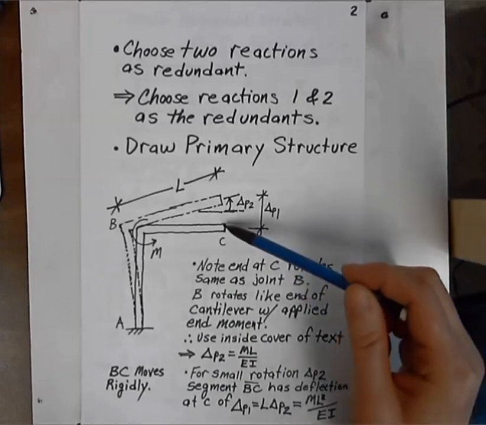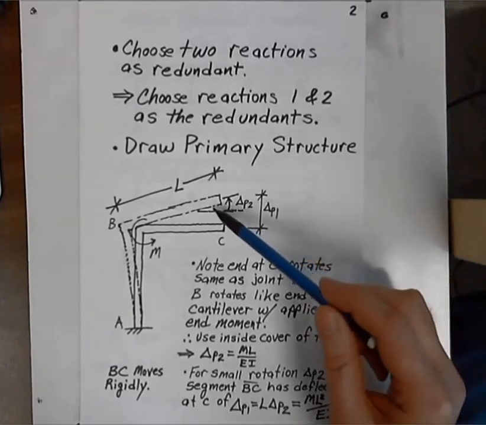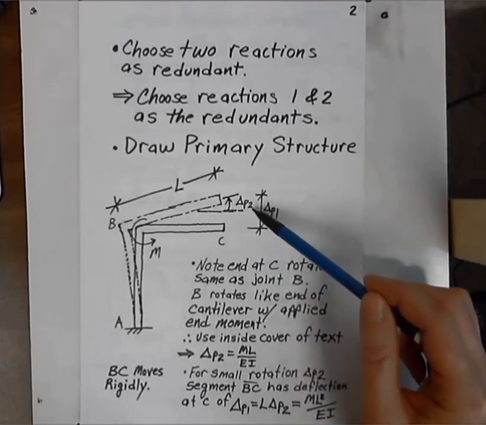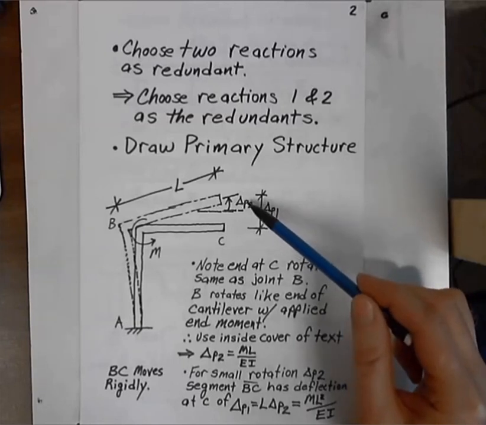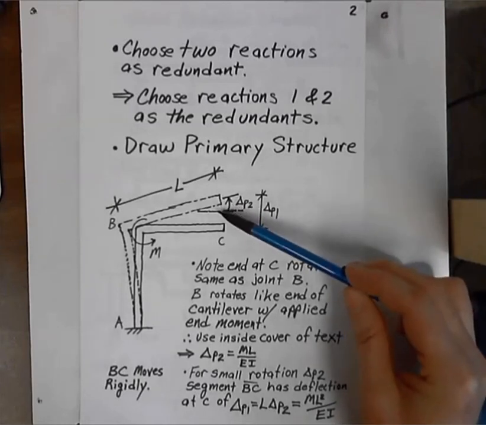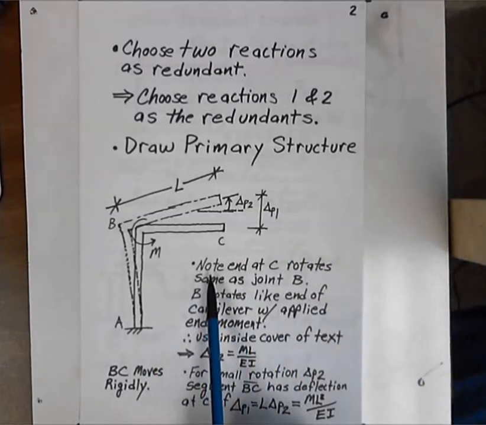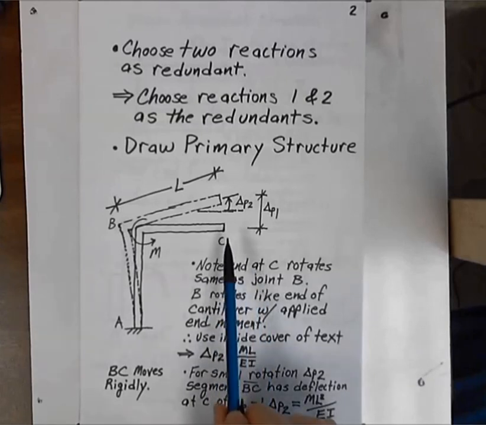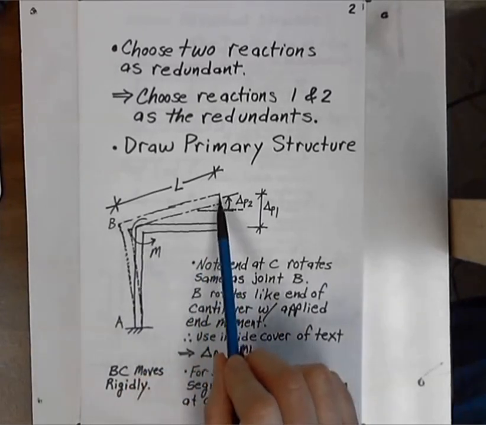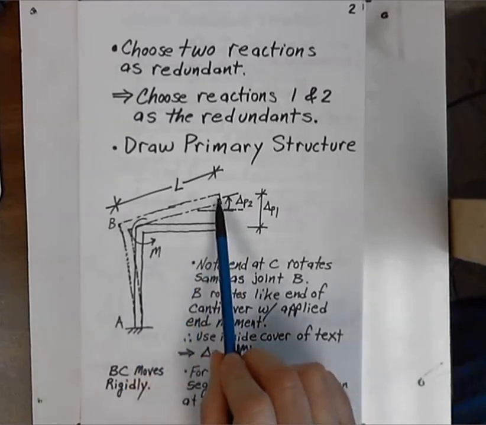And so you see there is this vertical displacement of C, which we are calling delta P1, and there is a rotation of joint C that we are calling delta P2. Now, we're using the delta symbol, but that is indeed a rotation, and it is the rotation of the end C with respect to a horizontal line. It is important that you note here that the end at C rotates the same as the joint B. Because this bar BC has rotated rigidly, the same rotation that happens here is the same rotation that happens up there.